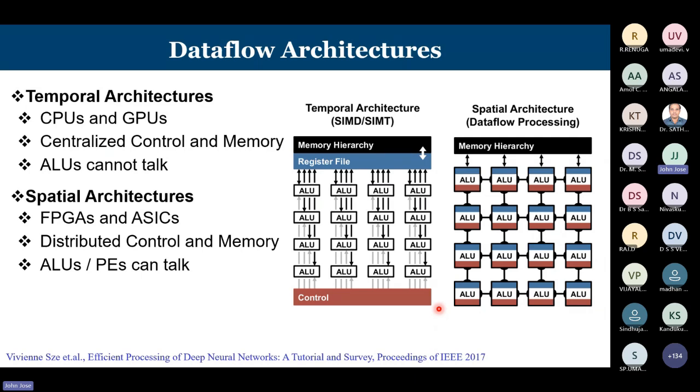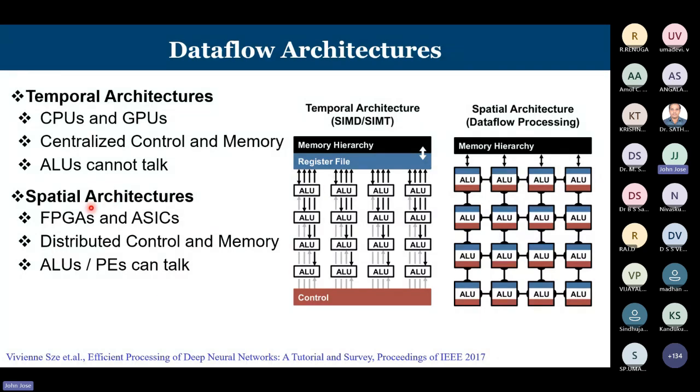You have a centralized control and a memory. Can you see this? This memory and then registers. And you have a sequence of ALUs. Each ALU will load the value from the memory, perform the operation, and put it back. But ALUs are not connected between them. ALUs cannot talk. That is the temporal architecture. That was something called single instruction, multiple data stream, or single instruction, multiple thread.